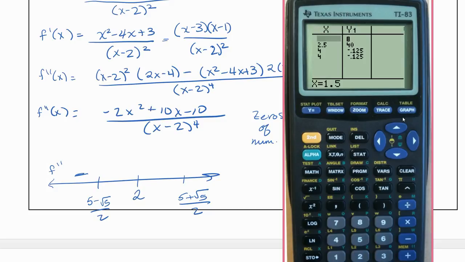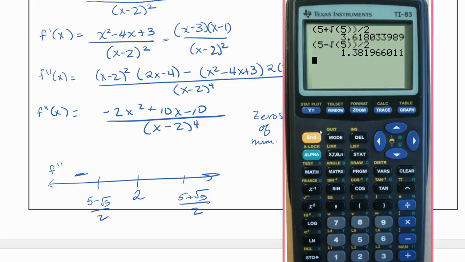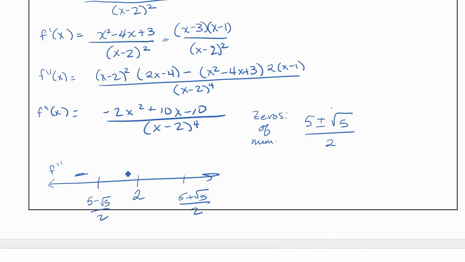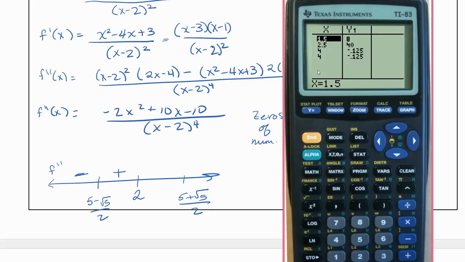Go to the table, and we need something bigger than 1.38. So 1.5 will work, so that's positive. Then we need something between 2 and 3 something, so 2.5 will work, that's positive again. And then we need a bigger number like 4, and it's negative, so it's going to go positive, negative.